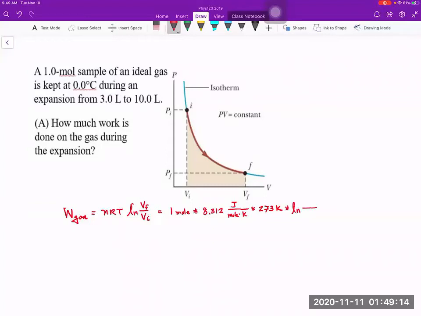The final volume is 10 liters. The initial volume is 3 liters. Now, as long as you use the same unit for the volume, then you don't need to do any conversion, because liter and liter will cancel out. If you use meter cubed, they will cancel out as well. All right, so if you put all these numbers in a calculator, you can find out the result of this is 2.7 times 10 to the third joule. And joule is the unit for the work.